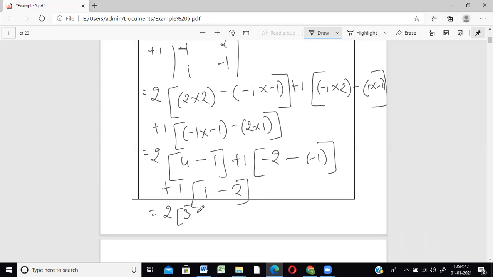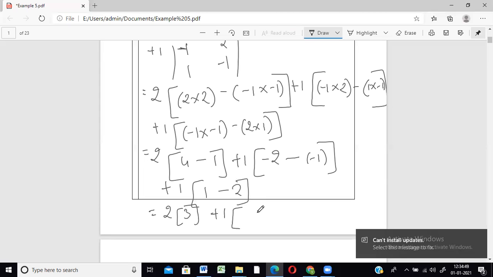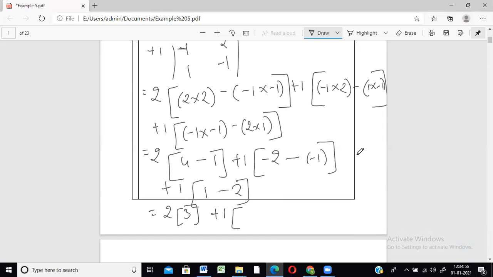4 minus 1 is 3, plus 1 into, this is, what is it? This is -2 plus 1 minus 1 plus 1 into 1 minus 2 is -1. So what is the answer? 2 3s are 6 minus 1. This is -1. 6 minus 1 minus 1 is -1 5. 5 minus 1 4. Of course, this is not equal to 0.